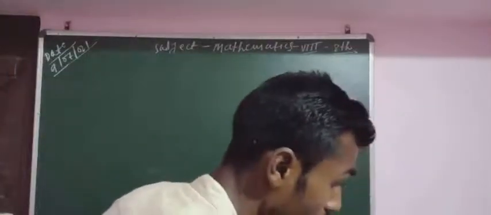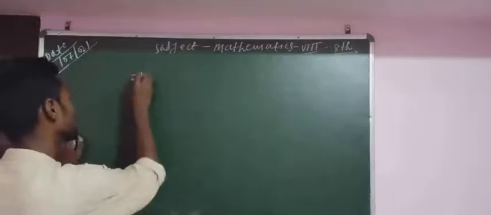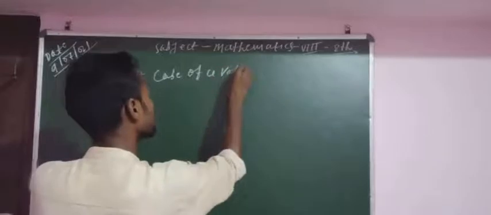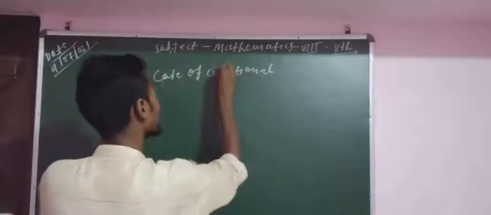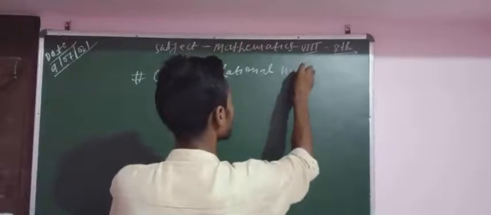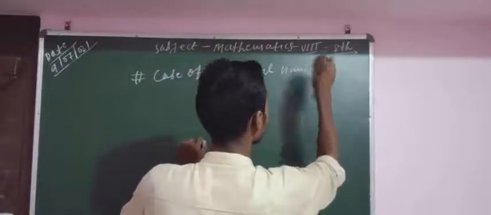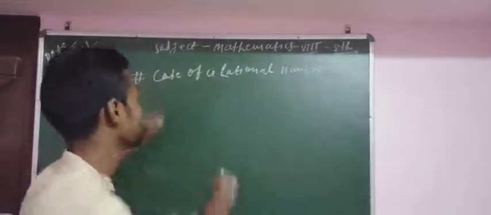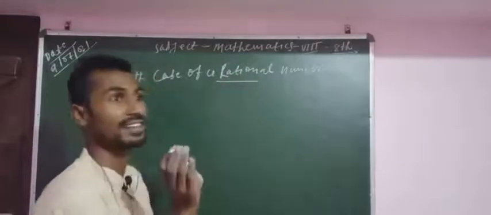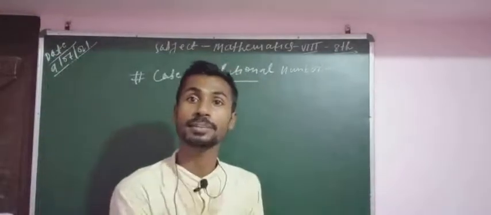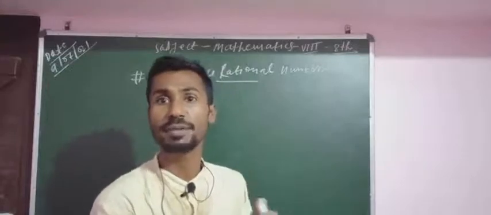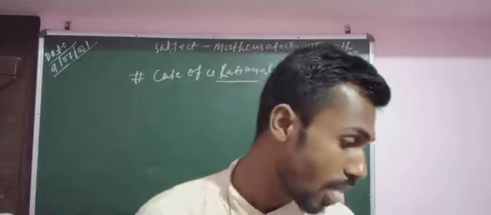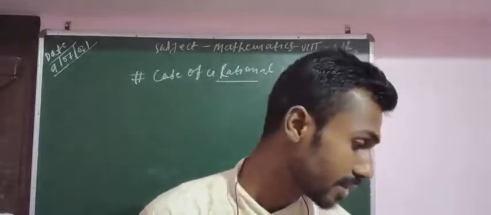Next, cube of a rational number. So rational number, that means first of all we have to know what is a rational number. Simply we can say that it is a fraction, that means the number can be represented in the form of p by q. This is the rational number.